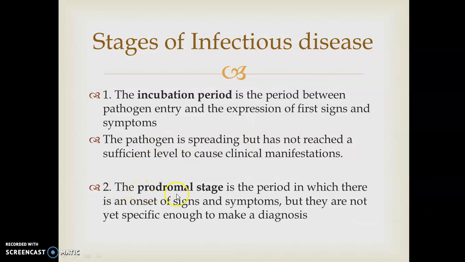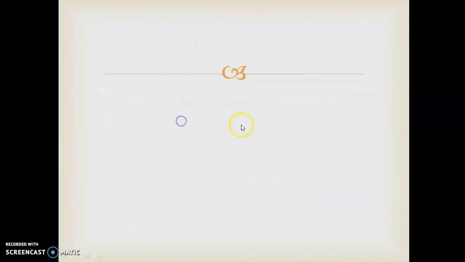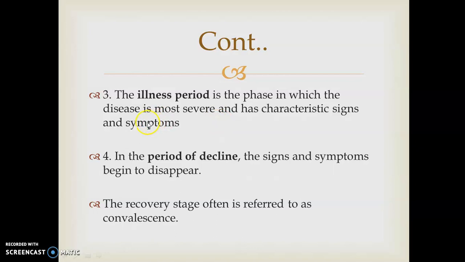The second one is the prodromal stage. The prodromal stage is the period in which there is an onset of signs and symptoms, but they are not yet specific enough to make a diagnosis. So the signs and symptoms will develop in a patient, but it will still not be possible to make a diagnosis of the patient. Now the third one is the illness period. This is the phase in which the disease is most severe and has characteristic signs and symptoms. So in the illness period there will be clear signs and symptoms in the patient.